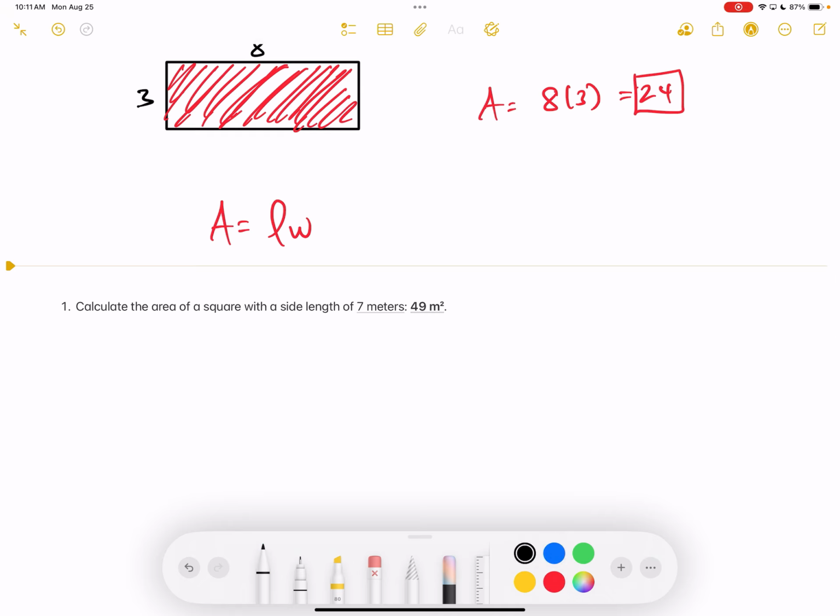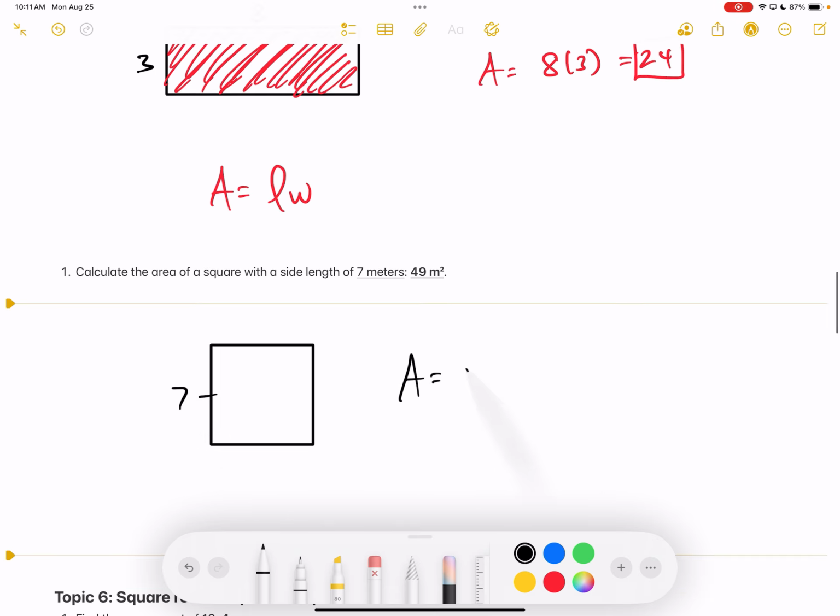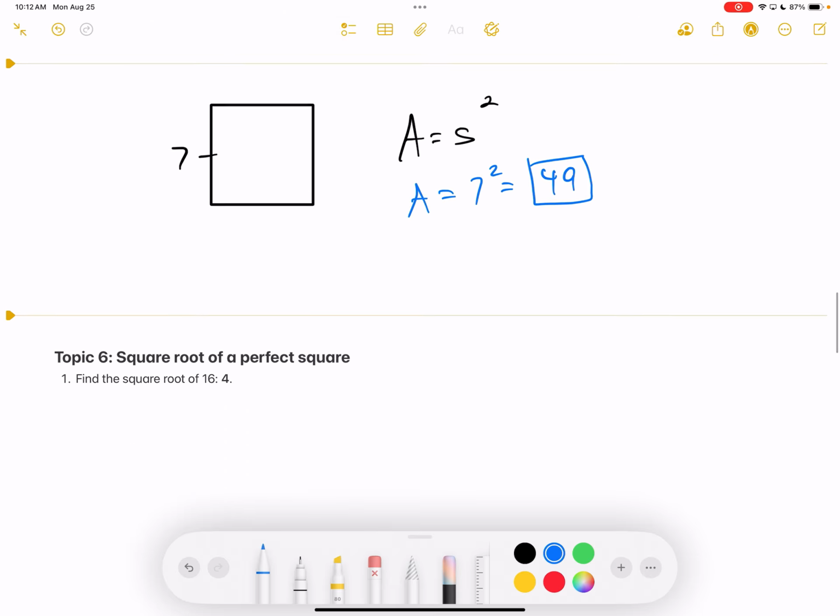The area of a square. If the side is 7, the area of a square, you can do length times width because you do 7 times 7, but you can also do side squared because it is the same number all the way across. So 7 squared is 49. Every square is a rectangle, but not every rectangle is a square. You get into those weird logic questions. So you can use length for width on that as well.